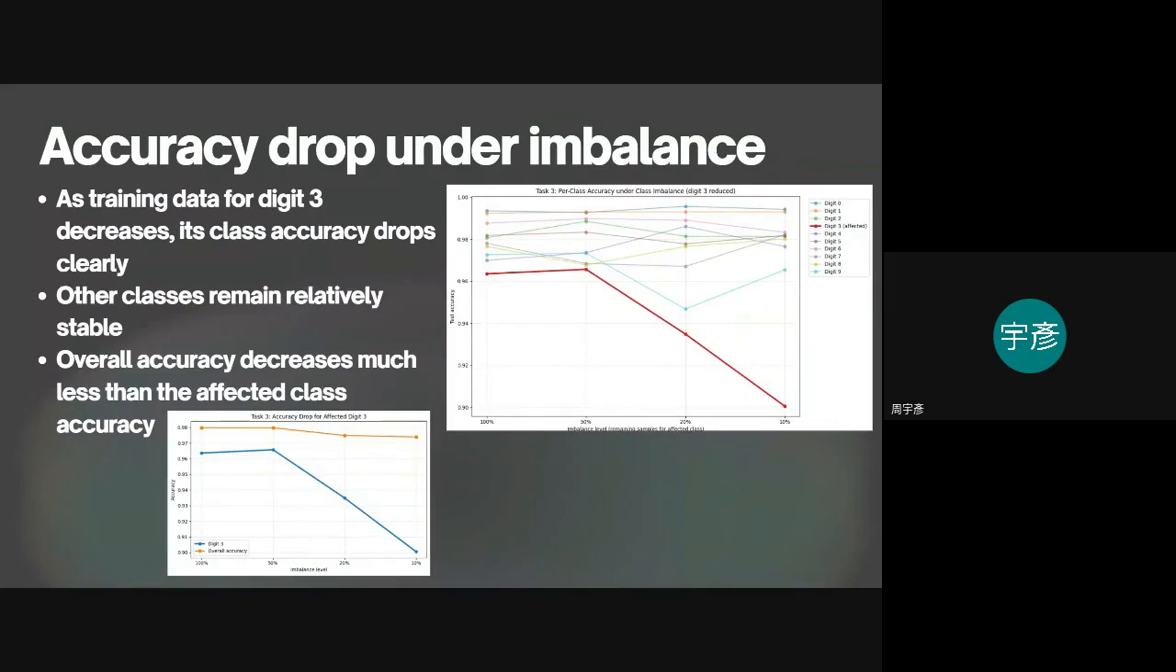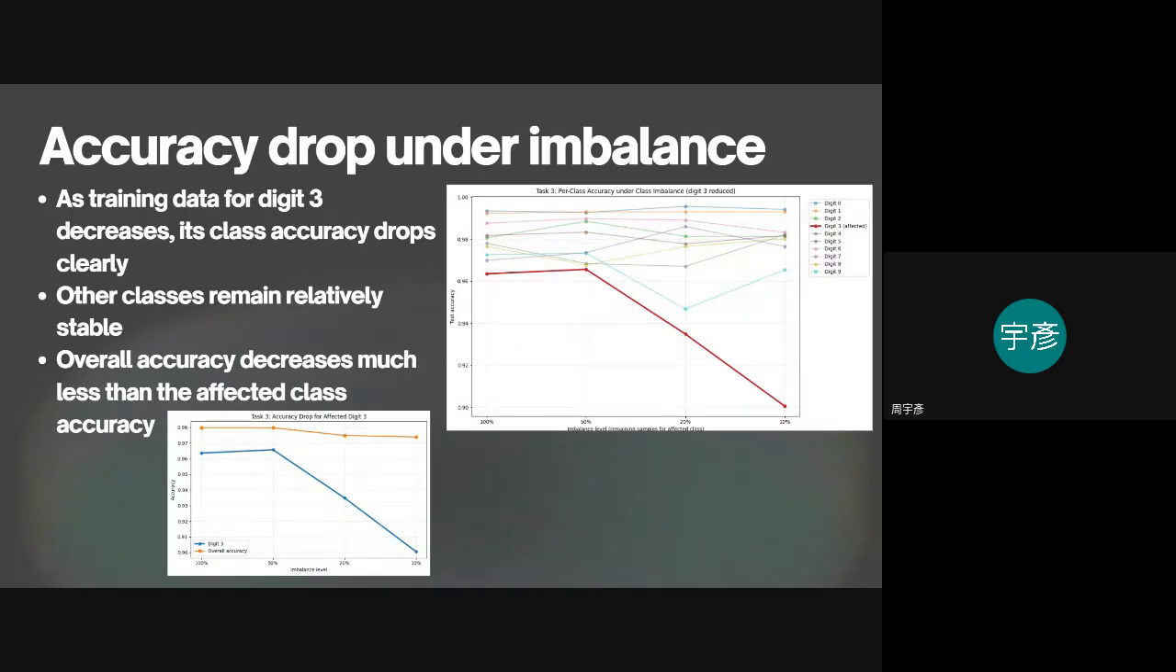This slide shows the effect of class imbalance on model performance. The plot on the top right shows the accuracy of all digit classes under different imbalance levels. Most classes remain relatively stable, but the effect on digit 3 drops much more clearly than others. A similar plot on the bottom left compares digit 3 accuracy with overall accuracy.